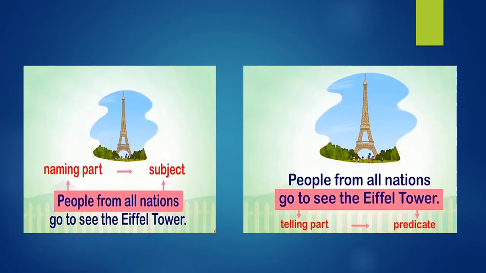Why is it the predicate? Because it is a telling part. It is telling something about the subject. It is telling what the subject is doing. It means it is telling what the people from all the nations are doing. People from all the nations go to see the Eiffel Tower. So, predicate is go to see the Eiffel Tower.